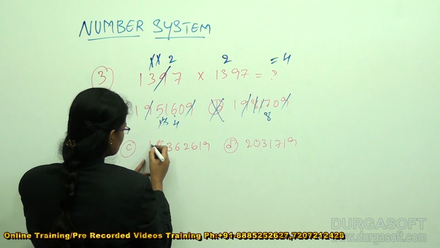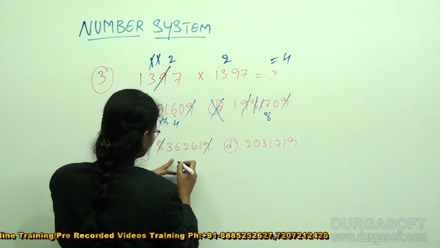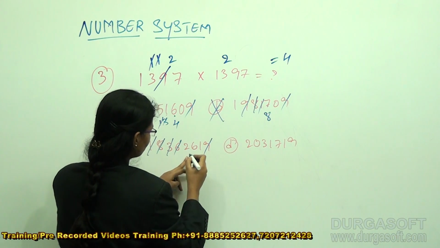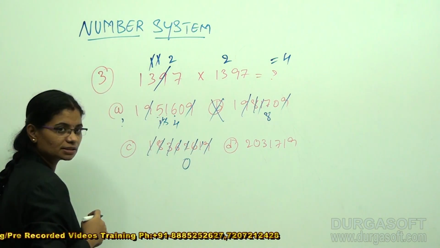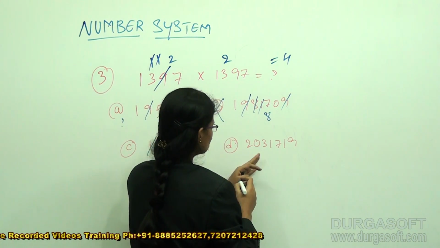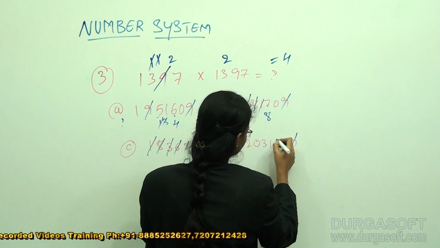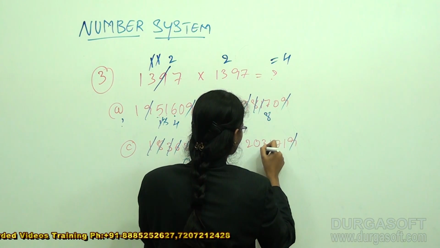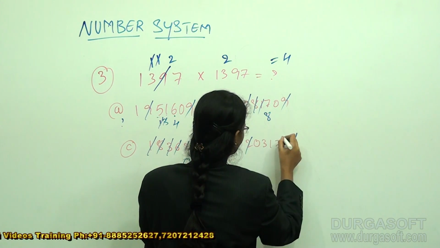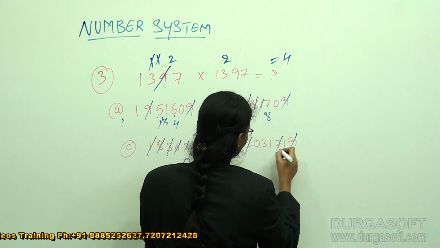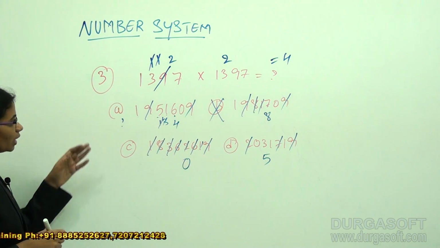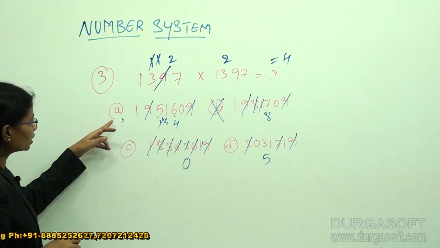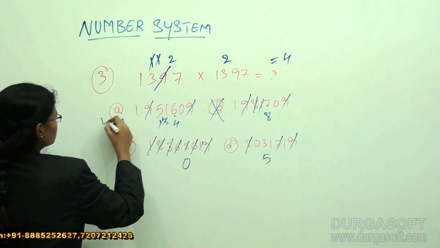And if we see here 9 and 6 and 9, so in total I got 0 as the digital root, right? And if I see here 9, 7 8 9 and 3 4 5, so my digital root is 5 here. So among all the options I got digital root 4 only for option A.